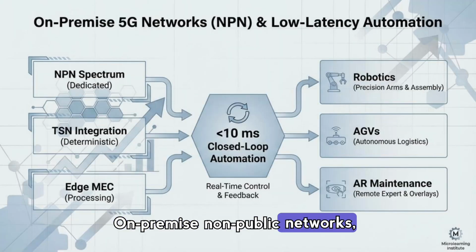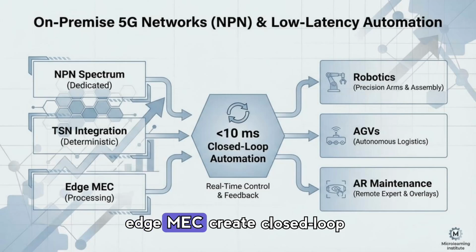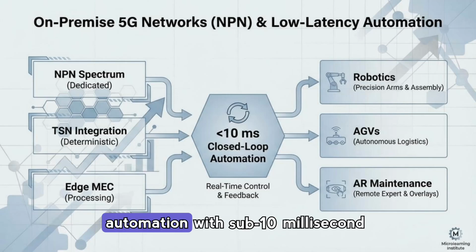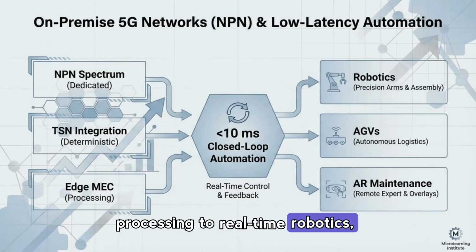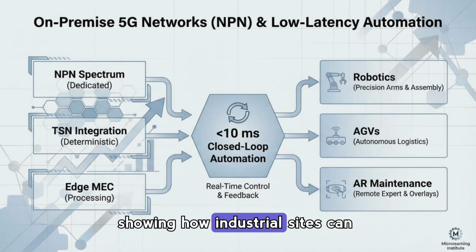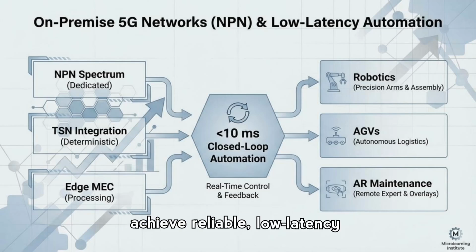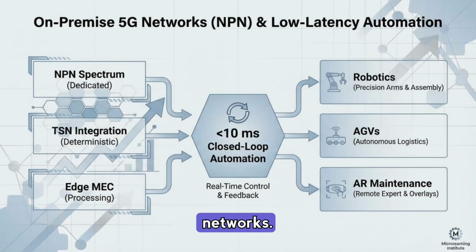On-premise, non-public networks, deterministic TSN integration, and Edge MEC create closed-loop automation with sub-10 millisecond control. The diagram connects dedicated spectrum and local processing to real-time robotics, AGVs, and AR maintenance, showing how industrial sites can achieve reliable, low-latency automation without relying on public networks.